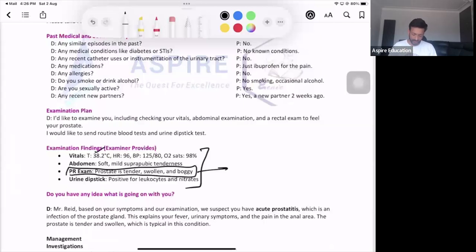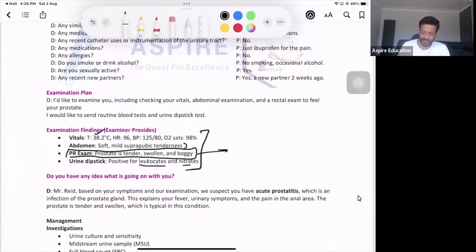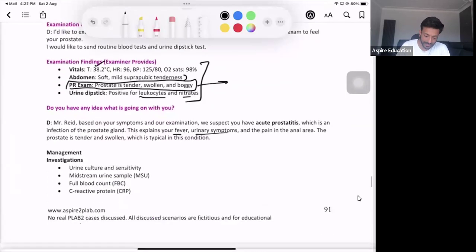Abdomen shows mild suprapubic tenderness, and the urine dipstick is positive for leukocytes and nitrites. Right, so this is infection. But what kind of infection do we have here? It is acute prostatitis, which is an infection of the prostate gland. This explains your fever and the urinary symptoms that you have got. Obviously we have to do a urine culture and sensitivity, routine bloods, CRP, ESR. We are definitely doing that.